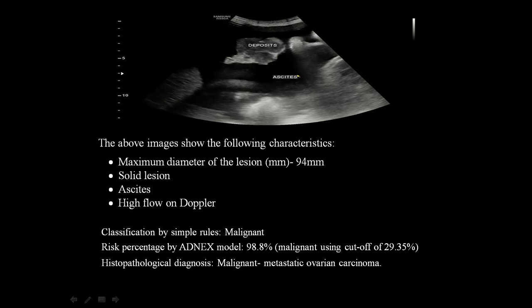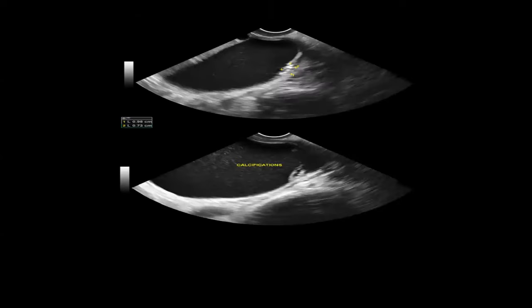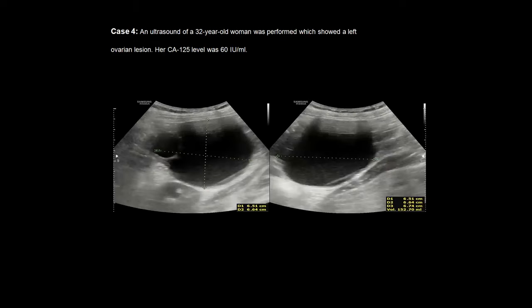Case 3. A 35-year-old woman presented with a left ovarian lesion. CA-125 was 1998 international units per ml. This lesion is of size 83 mm. It is a unilocular lesion, with a solid component with a maximum diameter of 9.8 mm. No acoustic shadowing, no ascites, no flow on Doppler. The classification by the simple rules is benign. The risk percentage by the ADNEX model is 10.3%, and the histological diagnosis is a benign lesion.